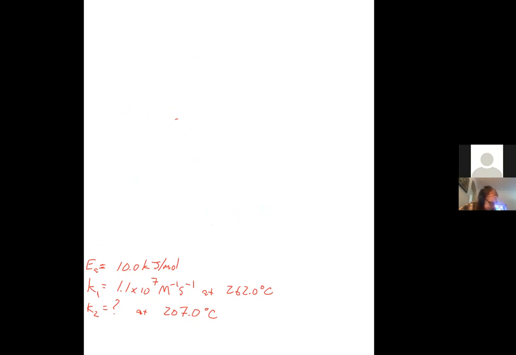Couple things. Temperature needs to be in Kelvin. Okay, so first thing I'm going to do is say T1 is 262.0 plus 273.15. We got to convert that to Kelvin, okay? So let me do that on the calculator here. 262 plus 273.15. It's got to be in Kelvin. 535.15 Kelvin.